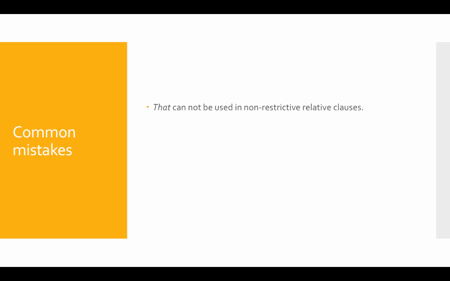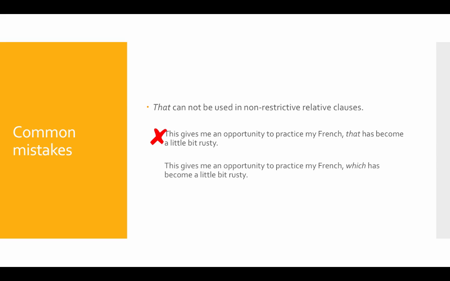We have common mistakes when it comes to using relative pronouns. Here we have the first one. That cannot be used in a non-restrictive relative clause. As an example, we have: this gives me an opportunity to practice my French that has become a little bit rusty. Well, it's wrong. The correct way is: this gives me an opportunity to practice my French, which has become a little bit rusty. Okay, remember, that cannot be used in a non-restrictive relative clause.